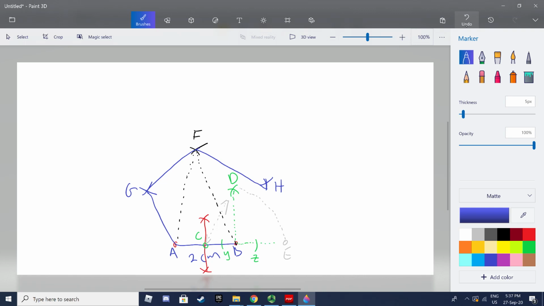Maybe you need to connect them carefully, and this one to here. Actually you need to have the same 2 cm, 2 cm, 2 cm. Then you can have this pentagon. Not as bad as mine, lah. This is just to show you how to get it.